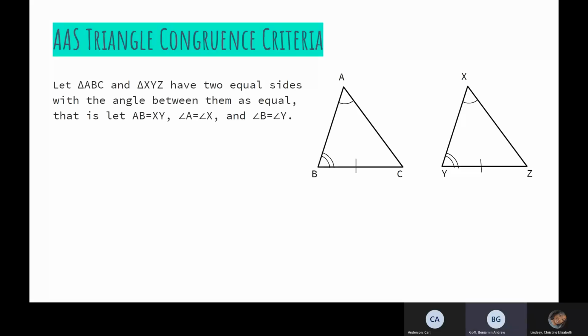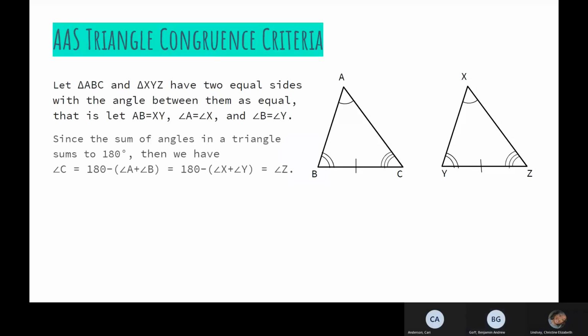So a similar criterion that we can use is the AAS. Now, the key difference with this one is that the two triangles have two pairs of equal angles, and the side outside of those two angles is equal.